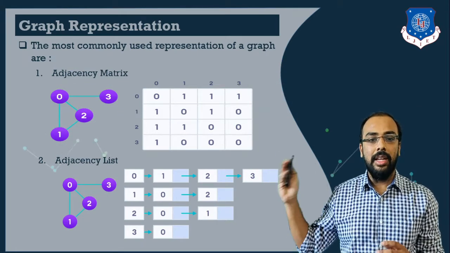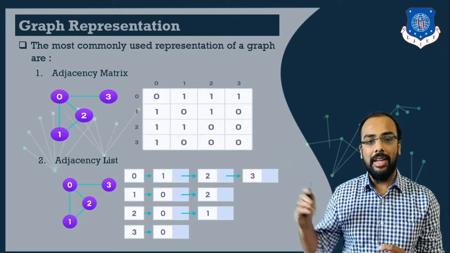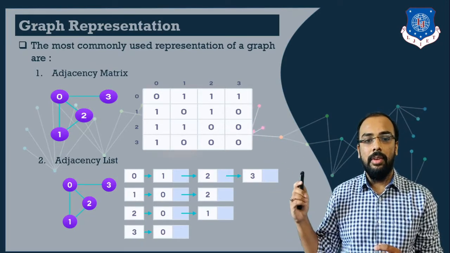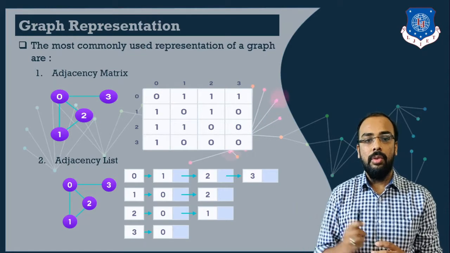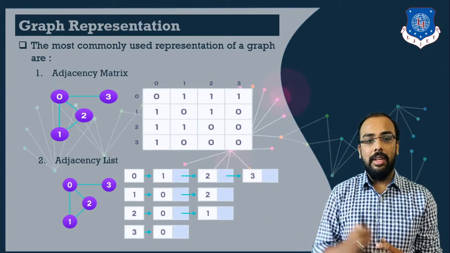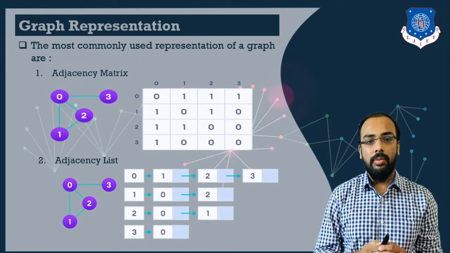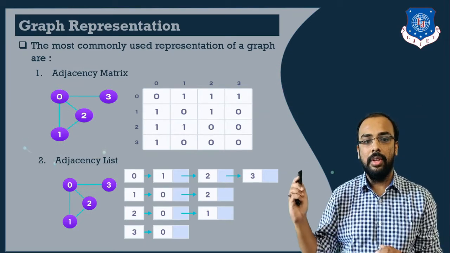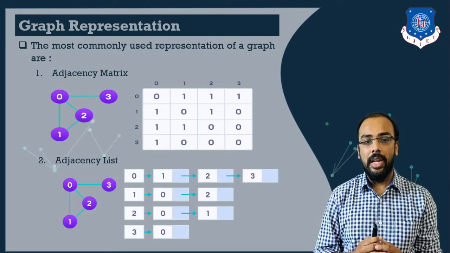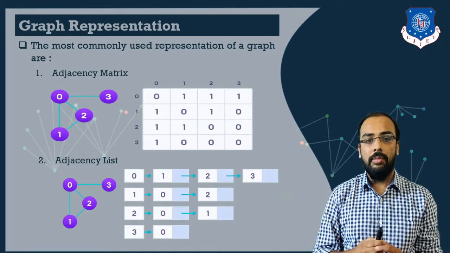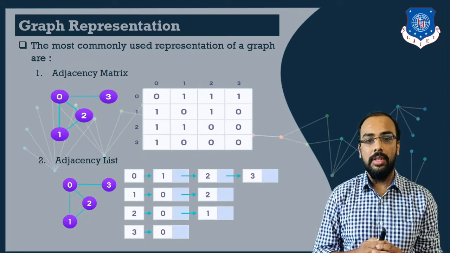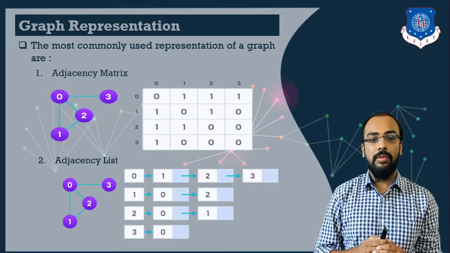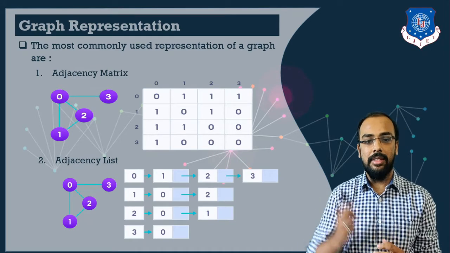Next we will consider node 1. Similarly we will check where the edges are going. Here you can see the edges are going from 1 to 0 and 1 to 2. Next we will consider node 2. From node 2 there are 2 edges going, from 2 to 0 and 2 to 1. Now we will consider node 3. From node 3 there is only an edge to node 0. The rest are all zeros.